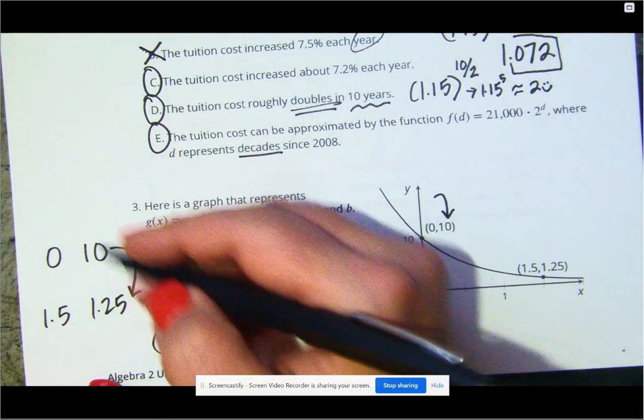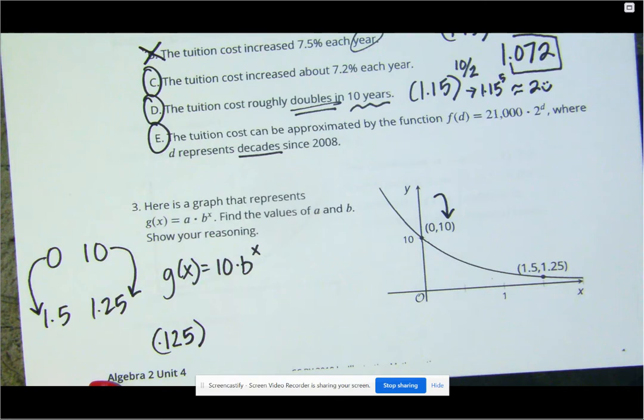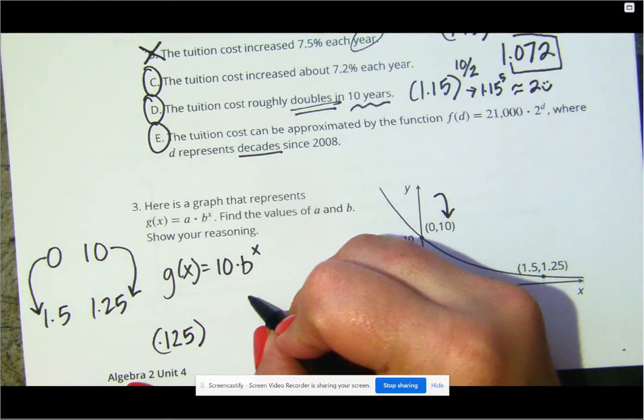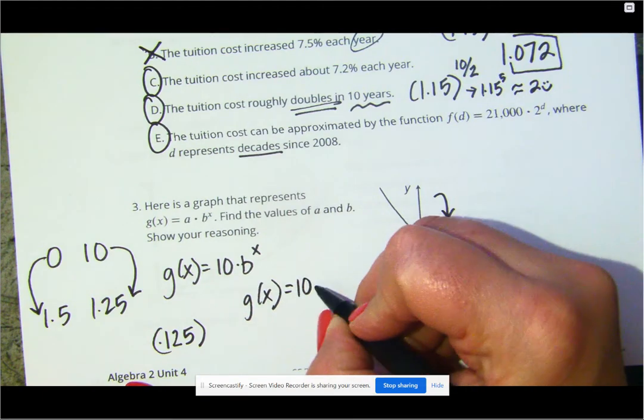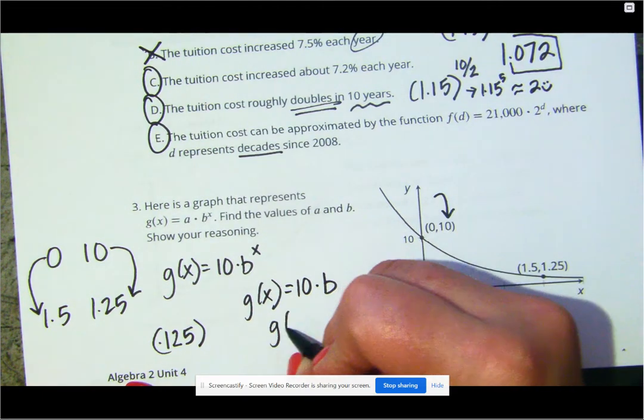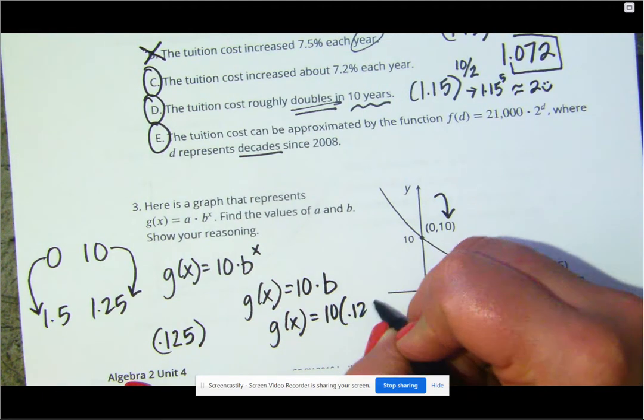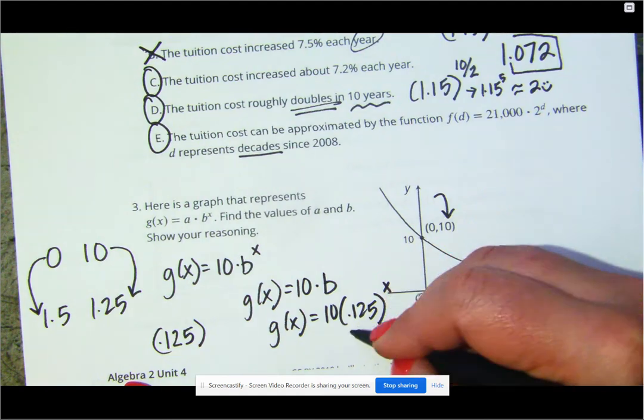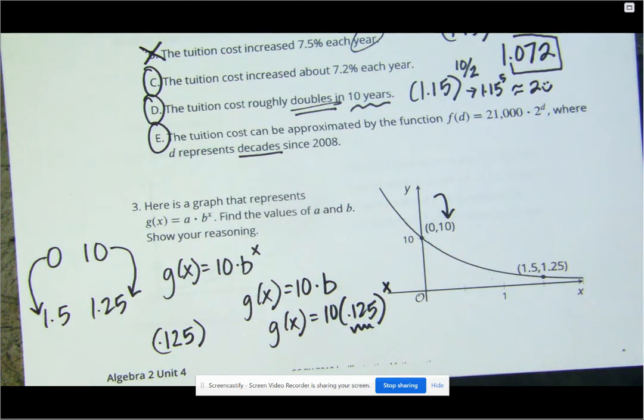But that's over 1.5. So I need to figure out, our goal is to figure out over an interval of 1, not 1.5. So there's a couple of different choices you could do here. Right now, if I write the rule, g of x equals 10 times, whoops, sorry, I meant to put the answer in there, 10 times 0.125 to the x. This is standing for every 1.5.